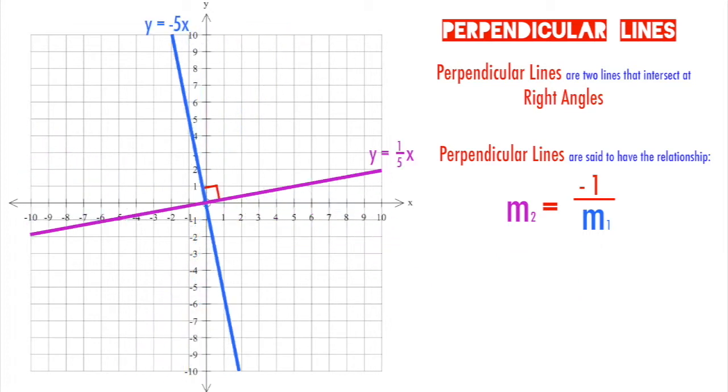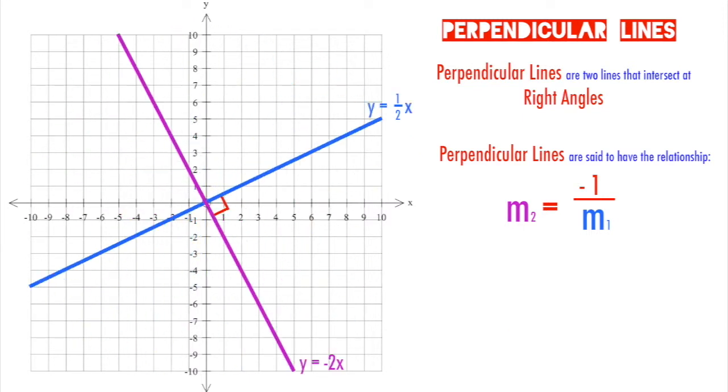Rotating the graph around again to make the gradient of our blue line negative, you can see that the equation of this line is y is equal to negative 5x. Therefore, substituting into the formula now, you get the gradient of the purple line is equal to negative 1 over negative 5, which of course simplifies down to being positive 1 over 5, which of course is consistent with the equation of the graph that has been shown.